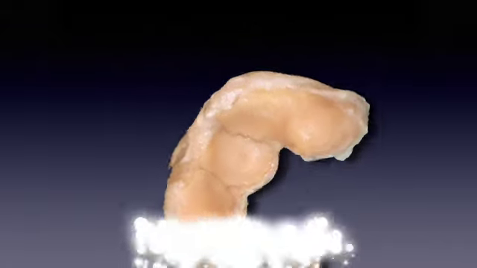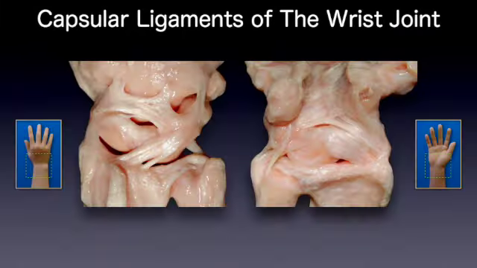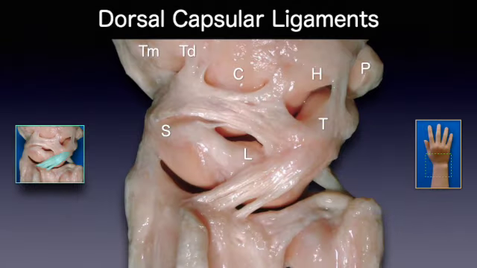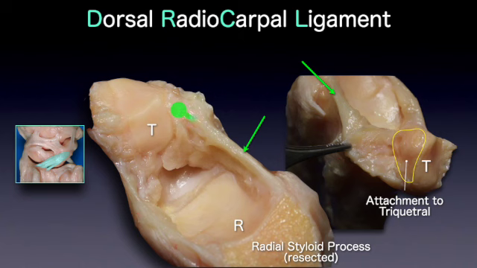The proximal carpal row is set between the radius and the distal carpal row and connected by capsular ligaments that exist buried in the surrounding wrist joint capsule. The dorsal capsular ligaments include the dorsal radiocarpal ligament that connects mainly the dorsal aspect of the triquetrum with the dorsal rim of the distal radius.